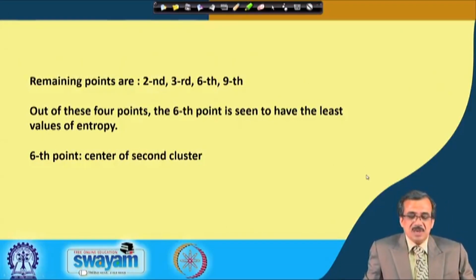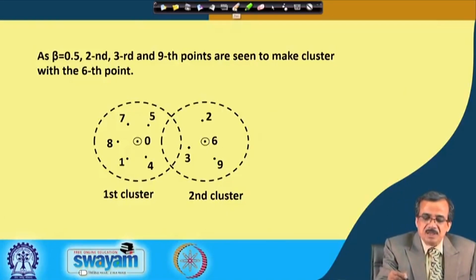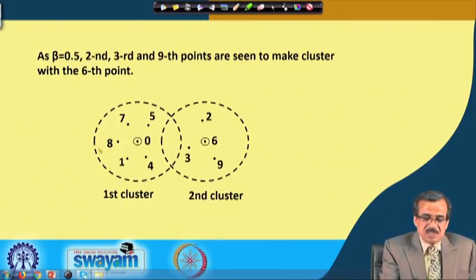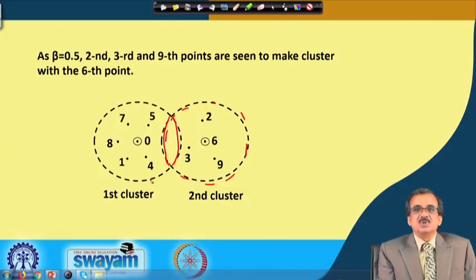So, we have got two clusters, and if I just draw it, maybe this is my first cluster and this is my second cluster, and the clusters are fuzzy in nature. So, there could be some overlapping region also.